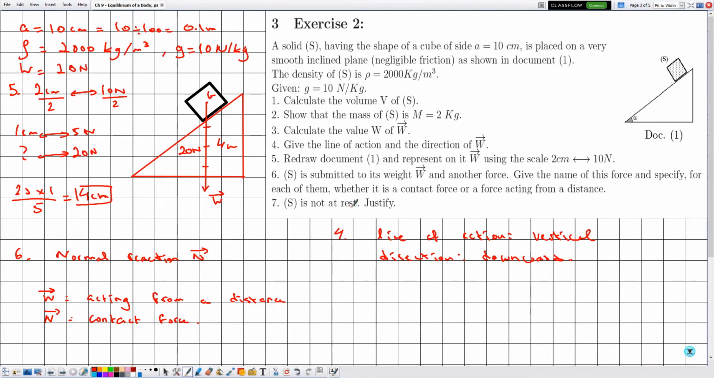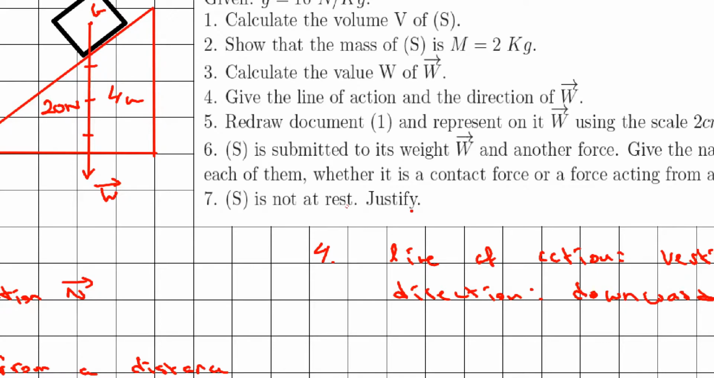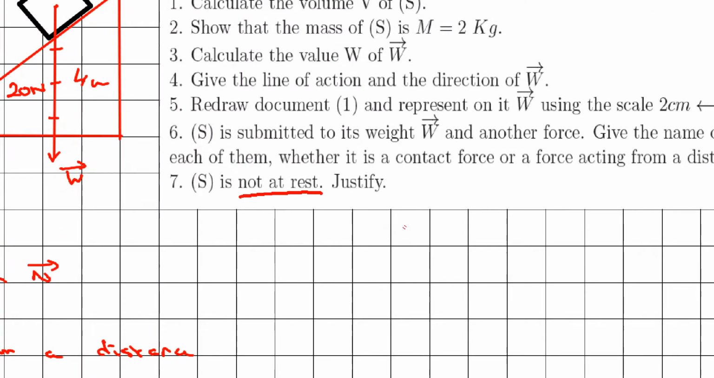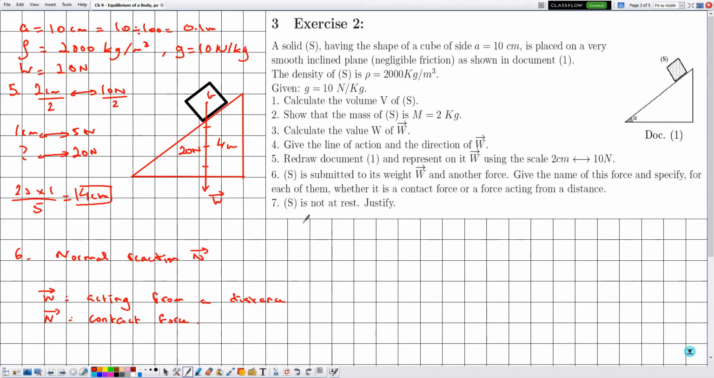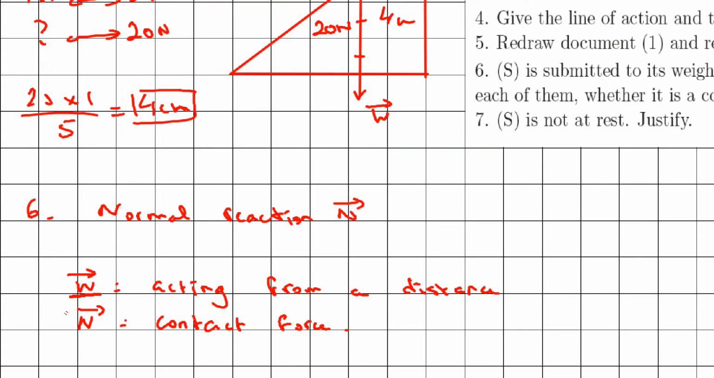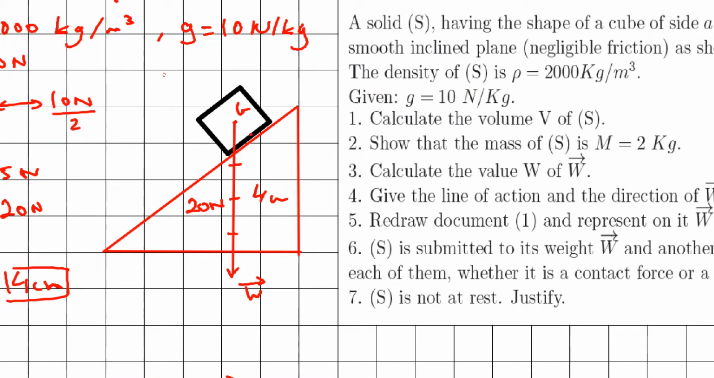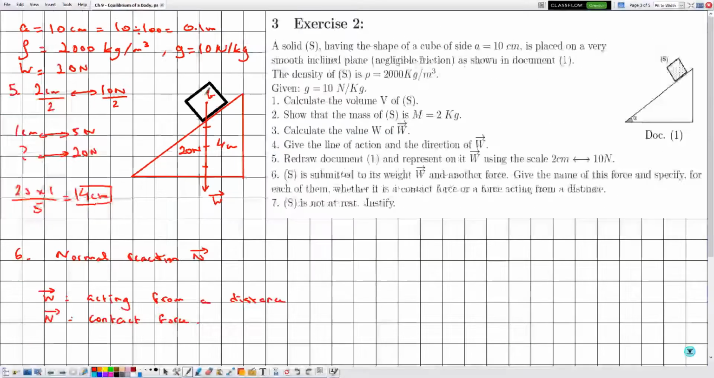Now they are asking us, number 7, S is not at rest, to justify. In other words, they are asking us why S is not at equilibrium. Not at rest means not at equilibrium. So we need to justify why S is not at equilibrium. In order to do so, we need to compare the properties of W and N. Notice that if we need to represent the normal reaction, it will be like this. Let me represent it here.